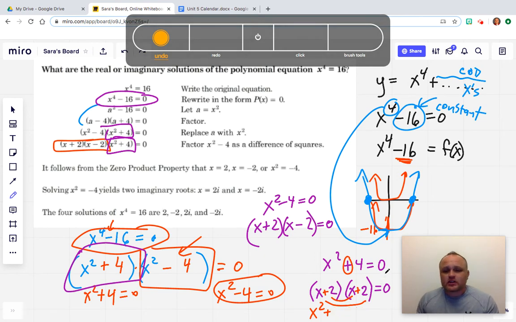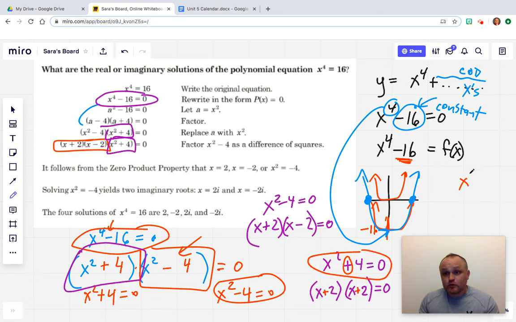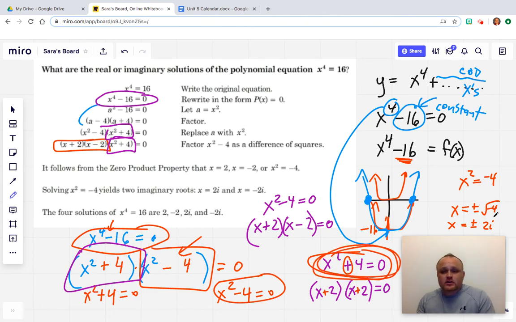The fastest and easiest way to show you is that if you looked at this and set it equal to 0 and moved the 4 over, you can't take the square root of a negative. Okay, it'd be x is equal to plus or minus the square root of negative 4, which would become 2i. These are imaginary solutions. Okay, so when you have something that looks like a sum of squares, this is what it ultimately equals.